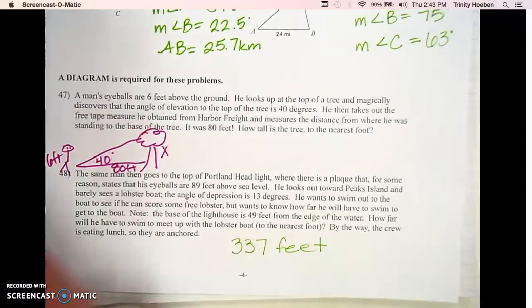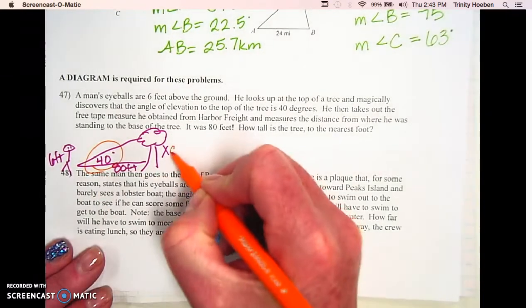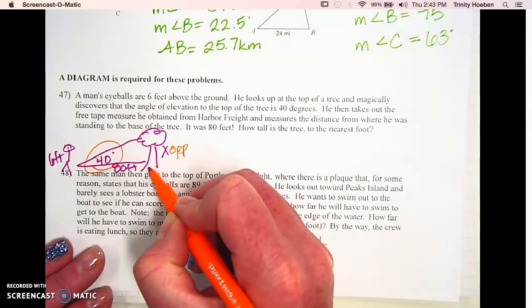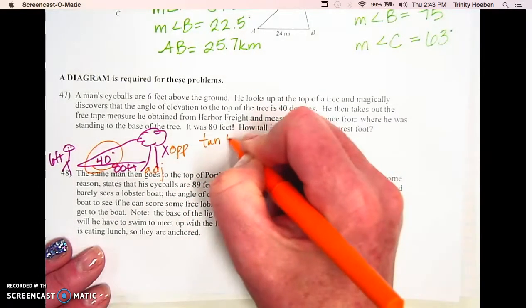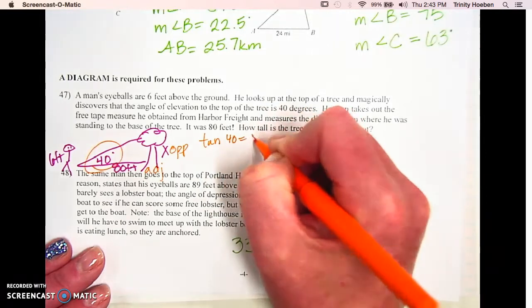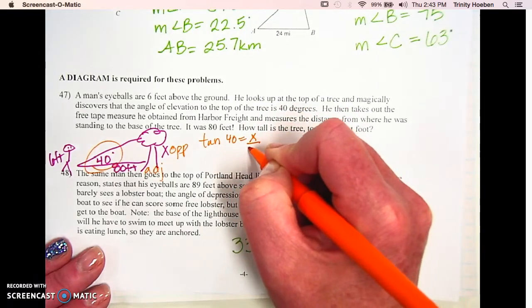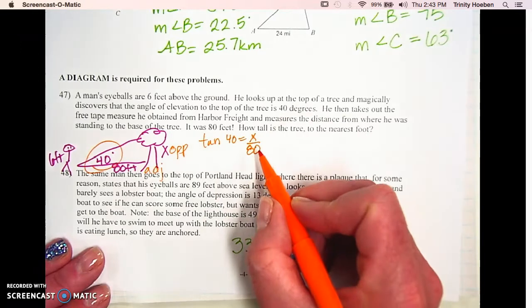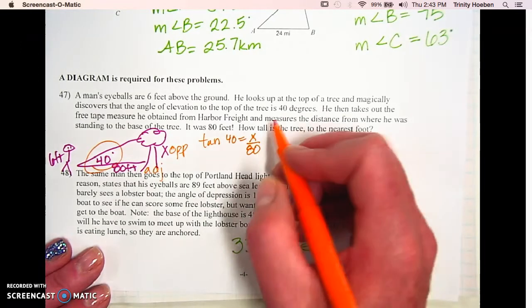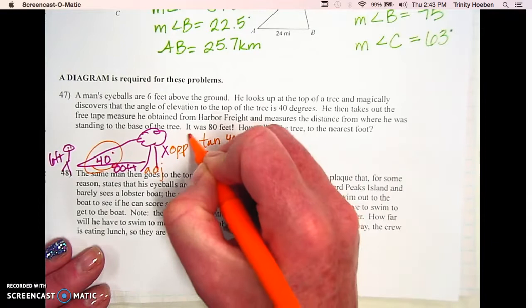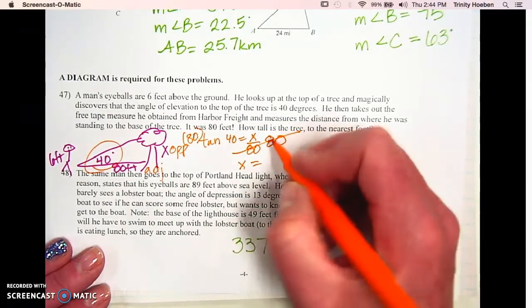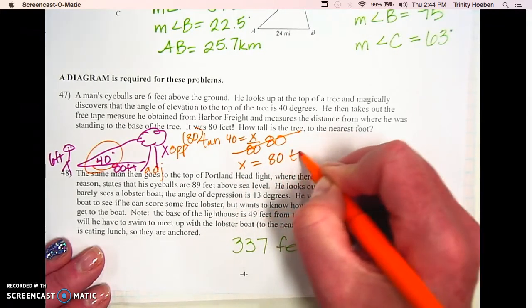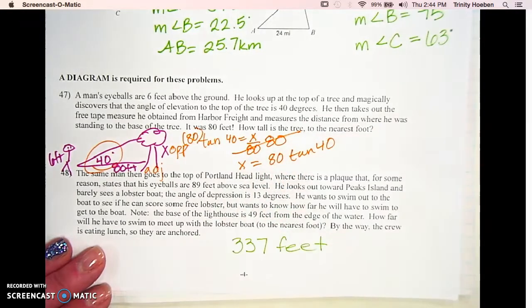And from this angle right here, I'm realizing that the side labeled X is opposite. The side labeled 80 is adjacent. So I decide that I'm going to use tangent. Tangent of 40 degrees is equal to X over 80. And in order to solve for X, I need to do the inverse operation of dividing, which is multiplying. So I'm going to multiply both sides by 80. They cancel over here, so I have x equals 80 times the tangent of 40. I'm going to let the calculator do the work for me.